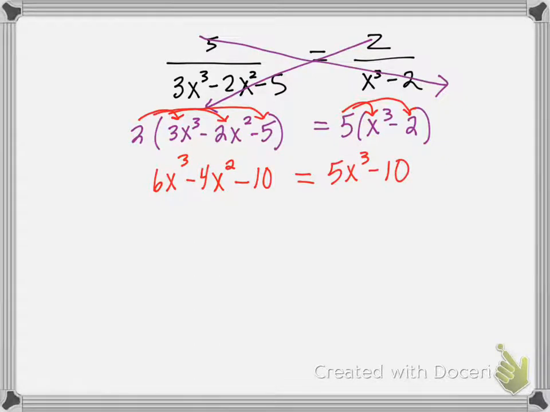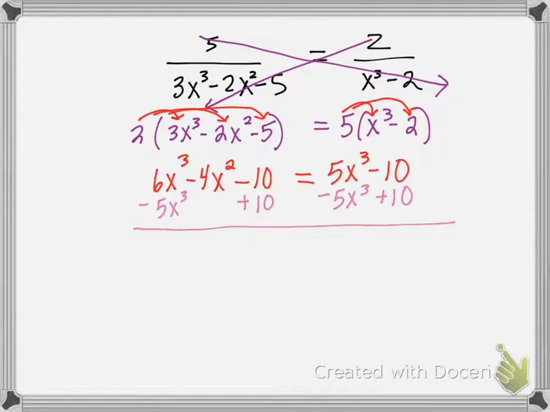Now we need to get all the terms on one side. So I'm going to move the terms to the left side. So I need to subtract 5x to the third and add 10. I'm trying to move both of those at the same time. So if I do that to the right-hand side, I have to do the exact same to the left-hand side. So subtract 5x to the third and then add 10. And notice I put the minus 5x to the third underneath the 6x to the third because those are like terms. And then I put the 10 underneath the negative 10 because, again, those are like terms.